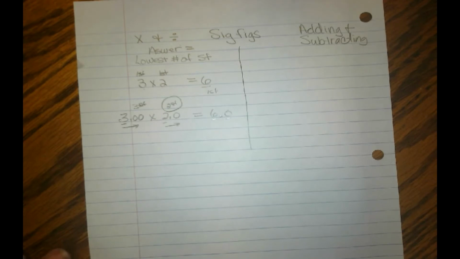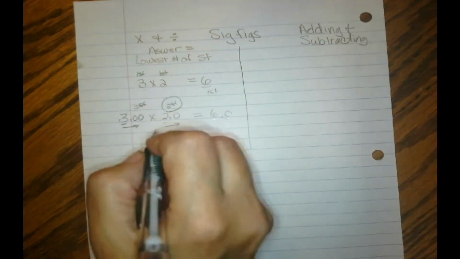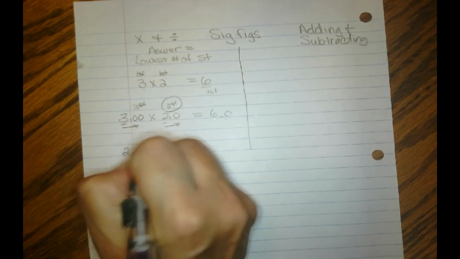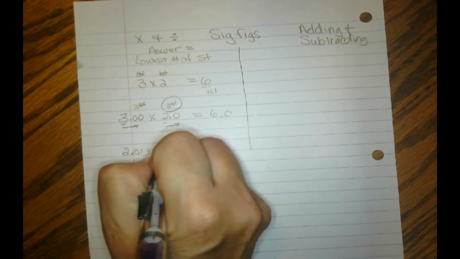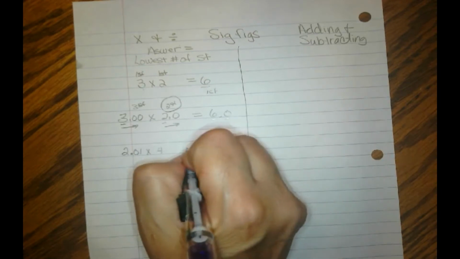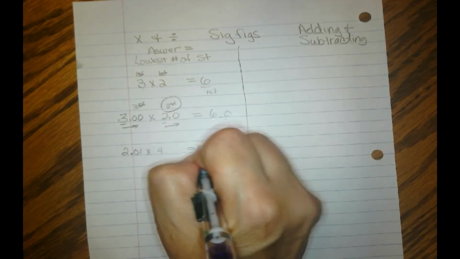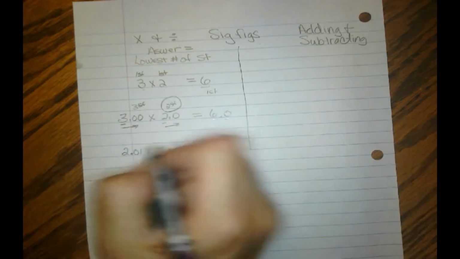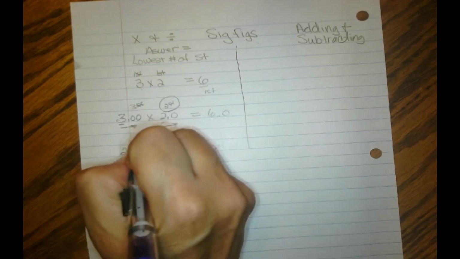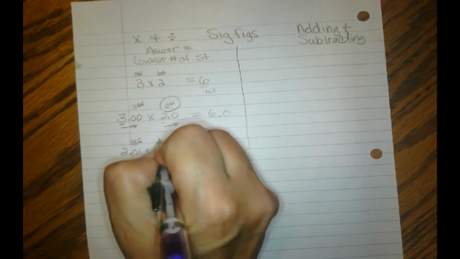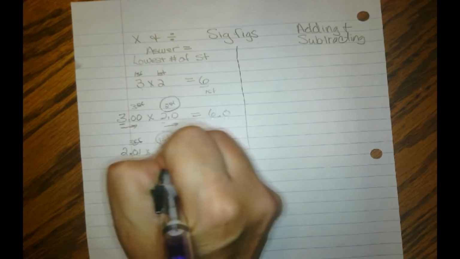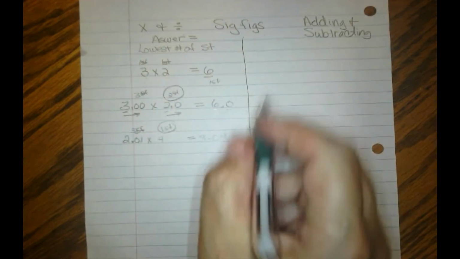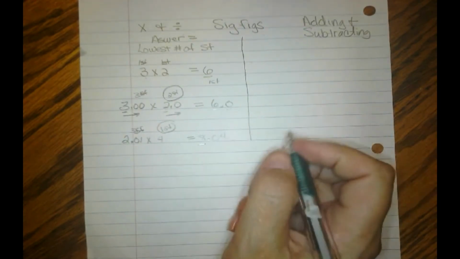So, let's move on to another one. Let's do 2.01 times 4, okay? And if I put this in my calculator, this is going to give me 8.04. Okay, here I have 1, 2, 3 significant figures, and here I have 1 significant figure. This is my lowest number. My answer can only contain 1 significant figure, so I am going to underline my 1 significant figure.